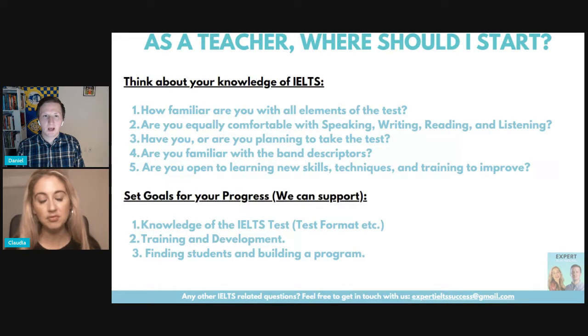Exactly. And these are all very common problems and questions that teachers have when they start teaching IELTS. And again, it's really important to be open to trying new things and learning new things. We want to take you through the journey that we went through, but obviously take out all the trial and error, all the failures that we had, and just set you up for success.